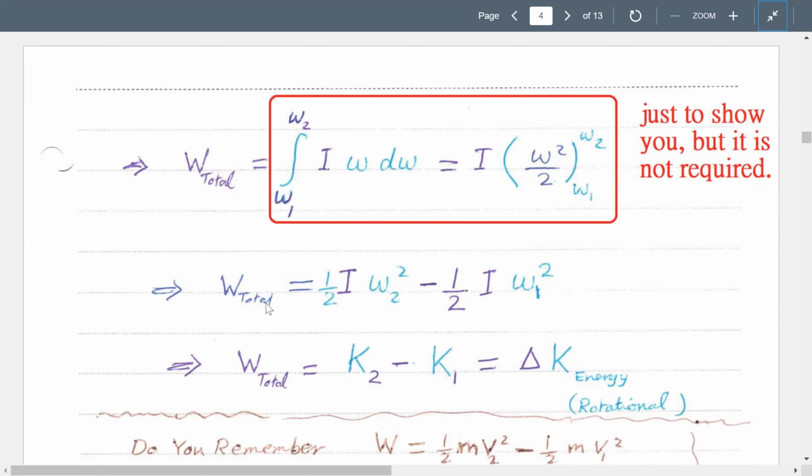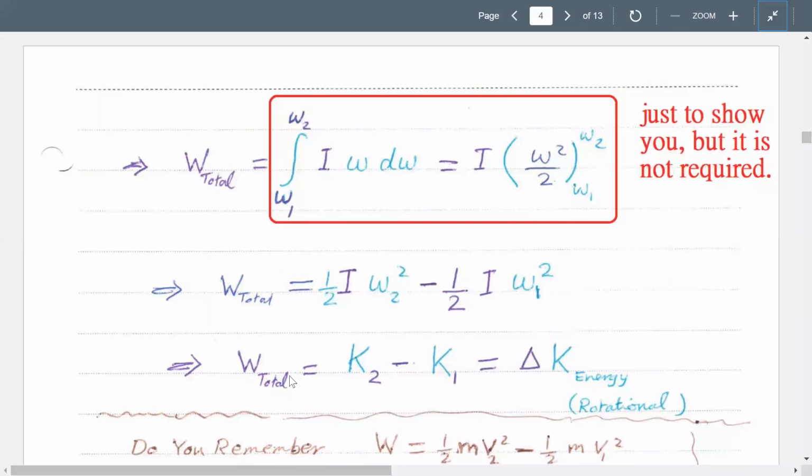We have the terms 1/2 I omega 2 squared minus 1/2 I omega 1 squared. You can see this is the kinetic energy. We know the kinetic energy in rotational motion because I refers to the mass, omega refers to the velocity. This is another way to derive the kinetic energy and its relation with the work. This is not required from you, but just to show you.